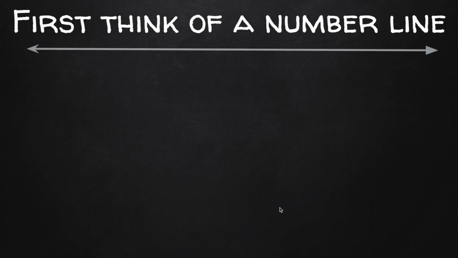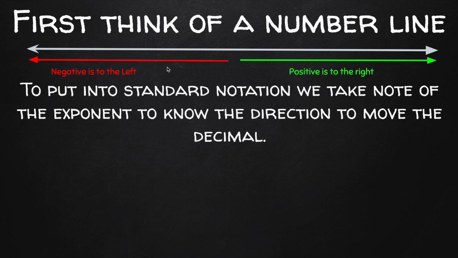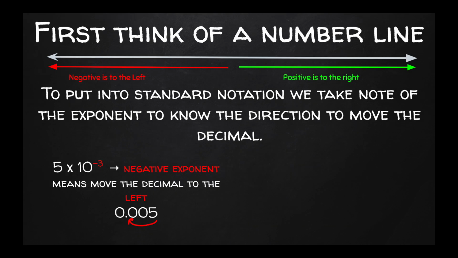Now, if we take those same numbers and we're going to take them out and put them in standard notation, we still have the positive and negative from the left and the right. But now we're going to put it into standard notation, and we're going to take note of the exponent to know which direction to move the decimal. Okay, so now if I have 5 times 10 to the negative third, which is just the one we had done, well, it's a negative exponent, which means move the decimal to the left. Sorry, funny reading there, because it's negative exponent. So that's left.